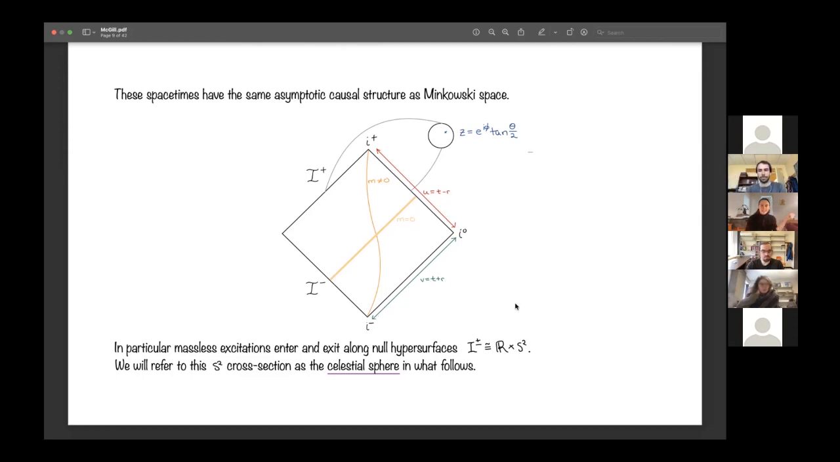Yes, I have a very simple question. I thought that Minkowski was only half of this Penrose diagram. Yes. Oh, yeah, I did.